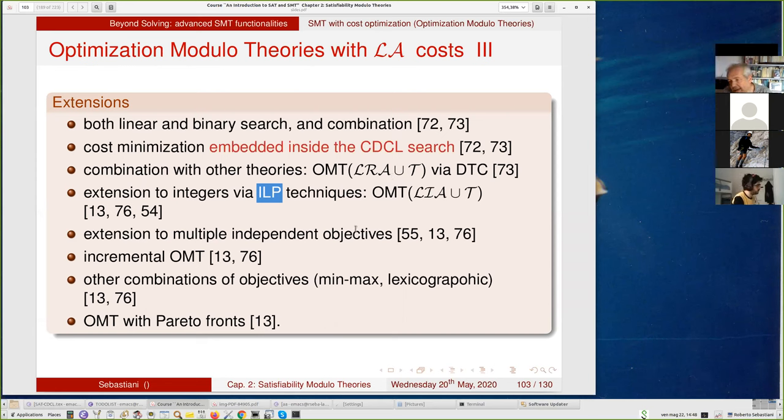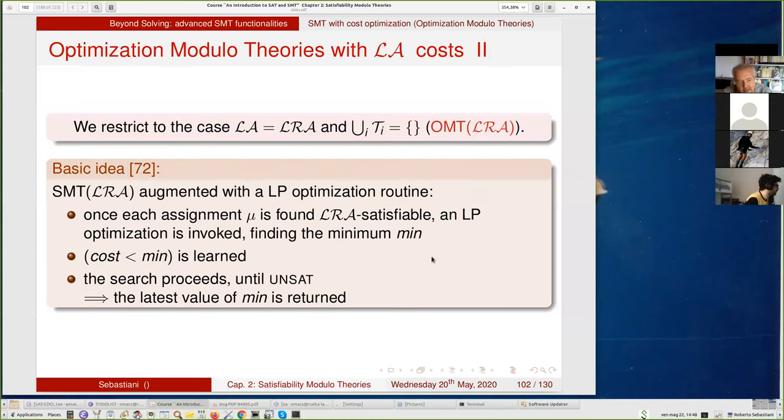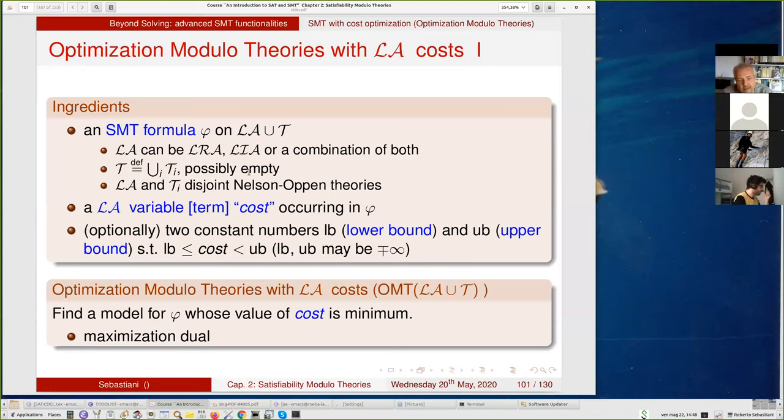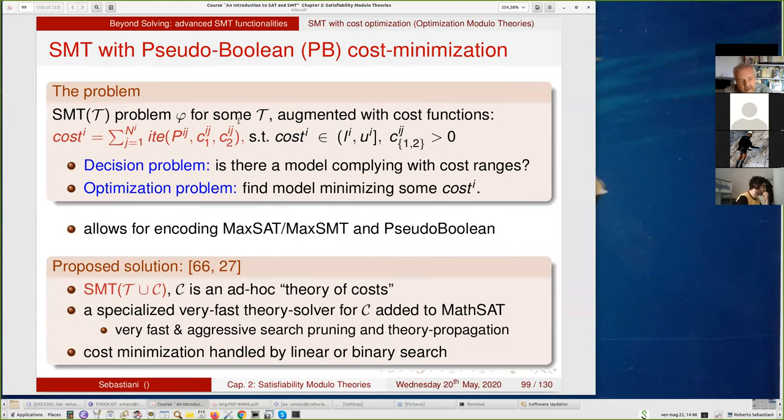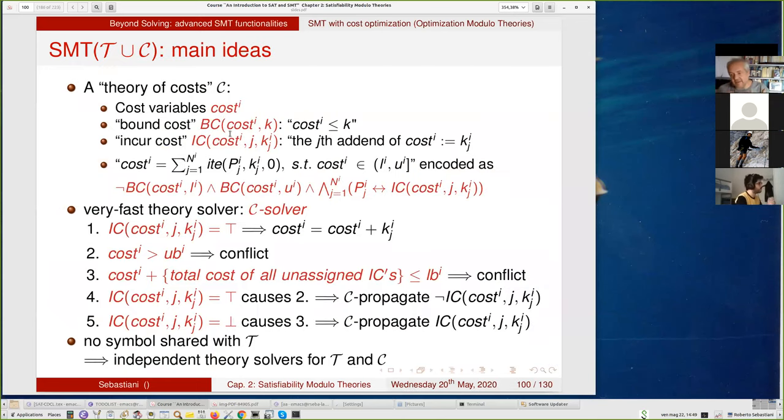We have found particular subcases for pseudo-Boolean cost functions, which means some weighted sums of 0, 1 values. And we have also found a combination of objectives, not only single objectives. So for instance, we have found an ad hoc algorithm where the cost function is given by the sum of weighted Boolean atoms, so a condition like: if this atom is true, then the cost is this, otherwise this. And this was done by simply conceiving an ad hoc theory solver for this kind of cost.